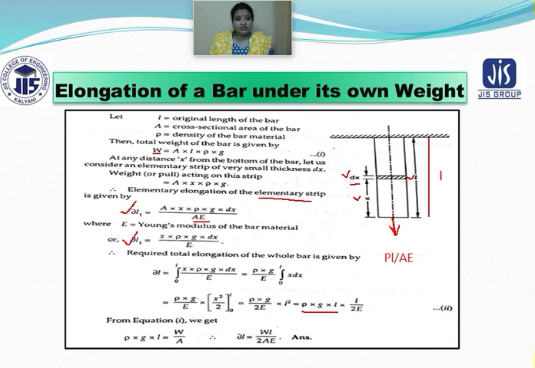There you are using the load, here you are using the weight. So when you are using weight, the equation has been changed to del L is equal to W into L by 2 into A into E. So this is the basic concept of calculating elongation of a bar under its own weight. Now let's have a look at the numerical.